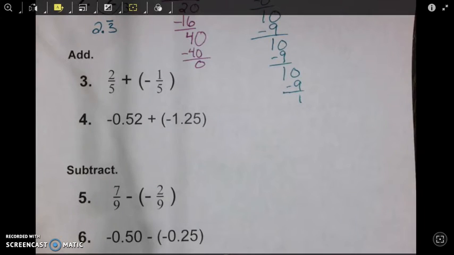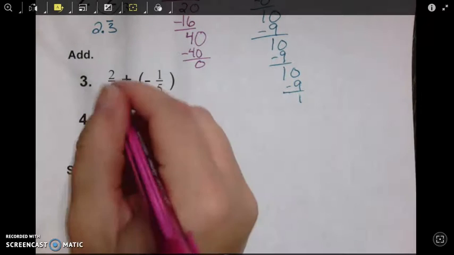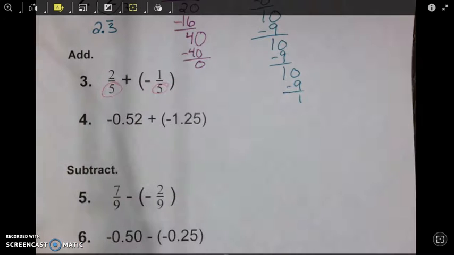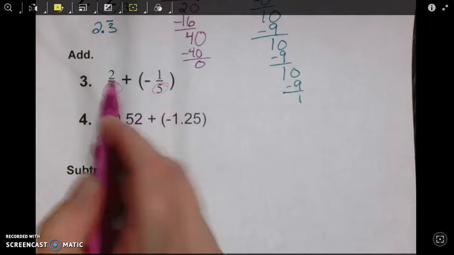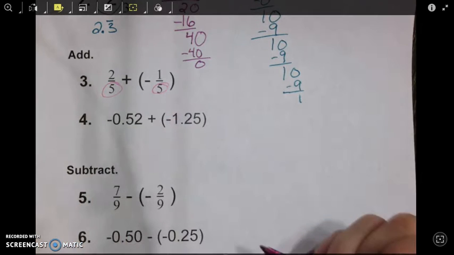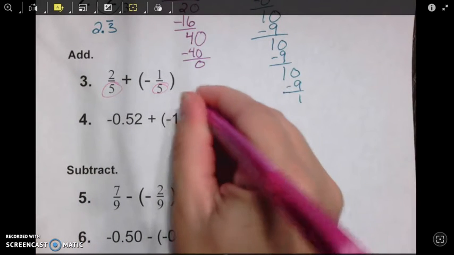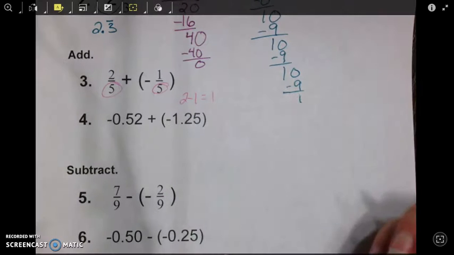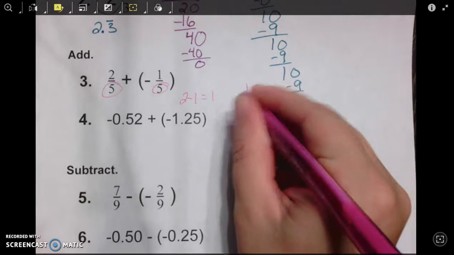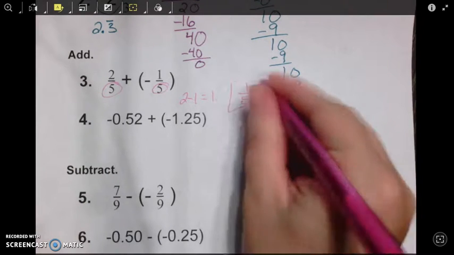Alright, now when we add and subtract fractions, you have to have a common denominator. Not with multiplying and dividing, just with adding and subtracting. So those are both 5, so we can go ahead and add, but this is a negative. So think of this as 2 plus negative 1. So when you add a negative, you really are subtracting. It's really 2 minus 1. 2 minus 1 is 1. But we have 2/5 minus 1/5. So that leaves us with 1/5, because the denominator stays the same.